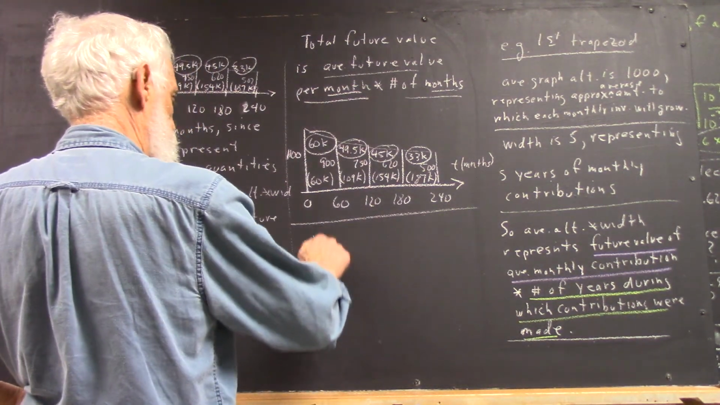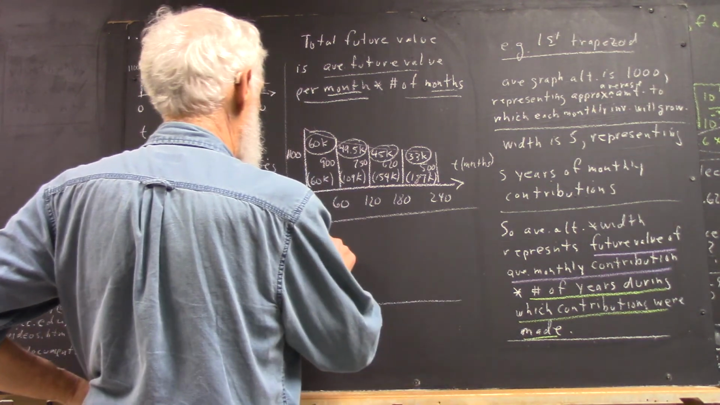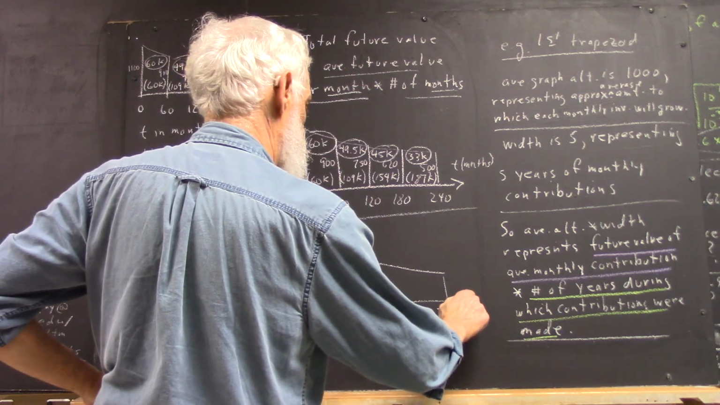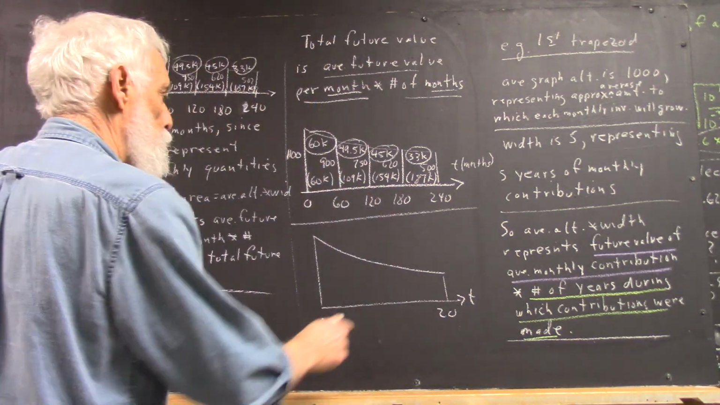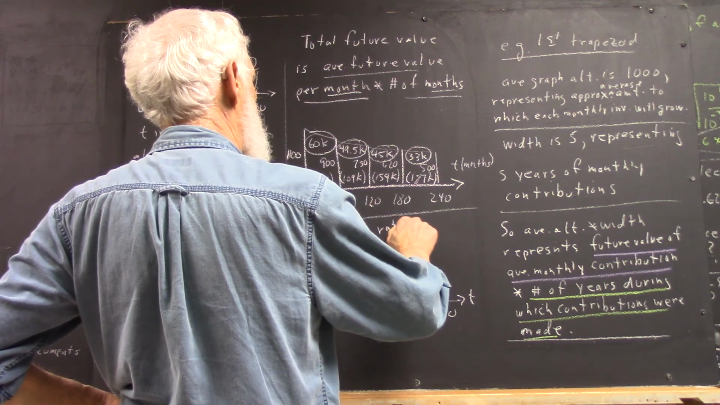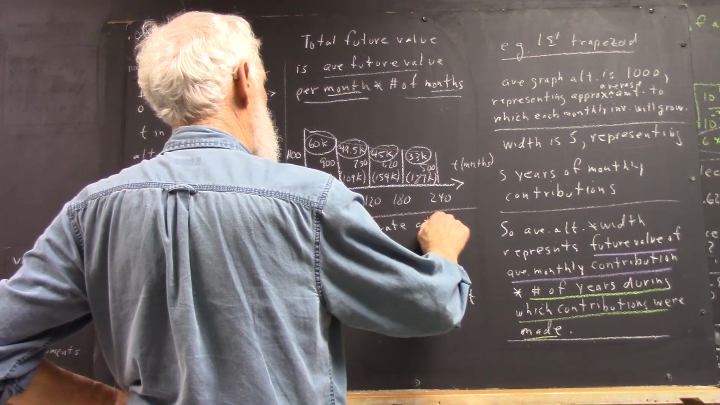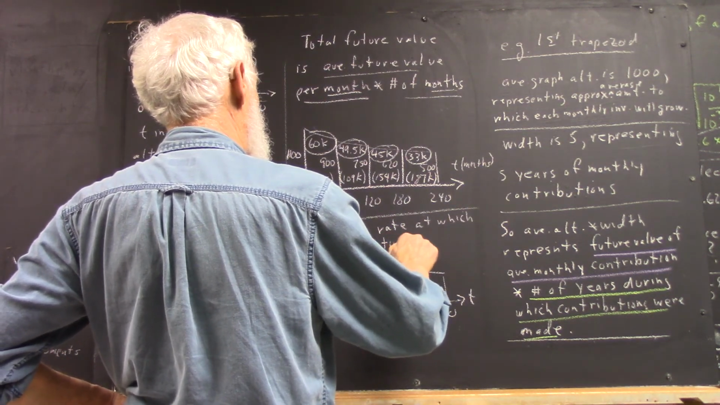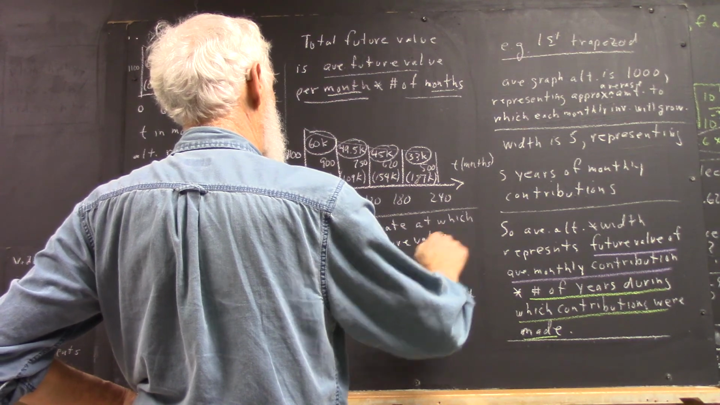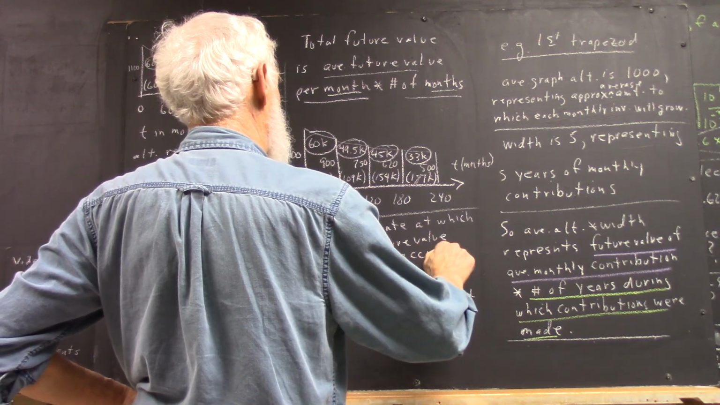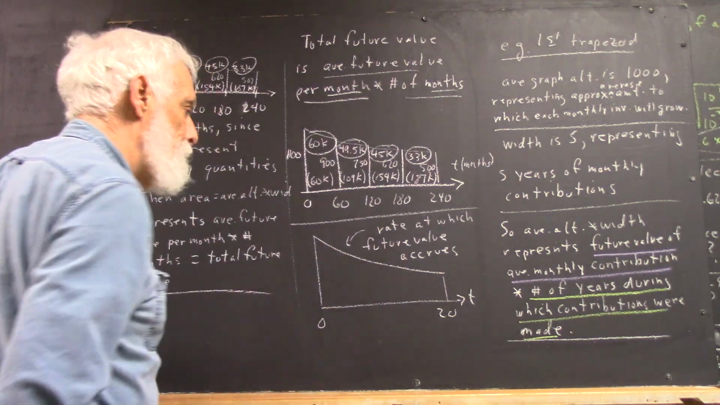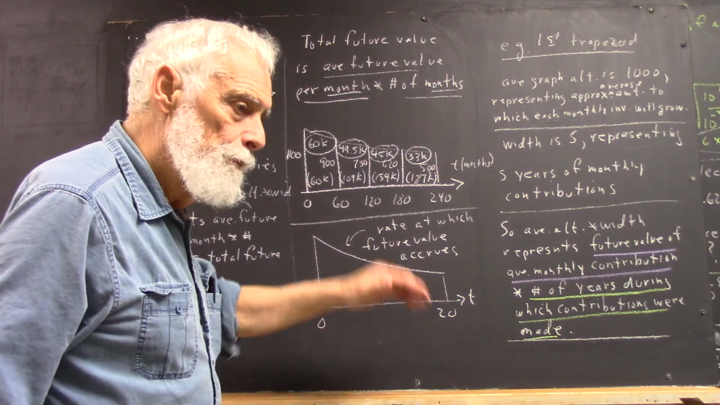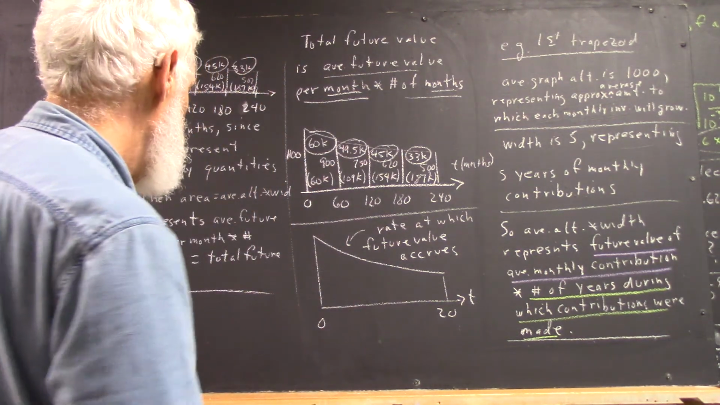What we want is a graph of the rate at which future value accrues. Then, if we integrate that rate over time, well, what's the meaning of a typical trapezoid?